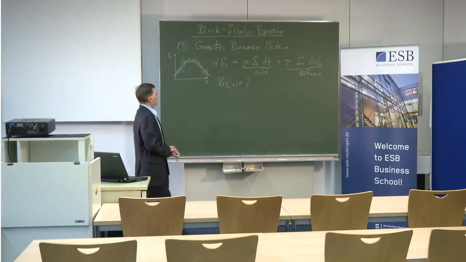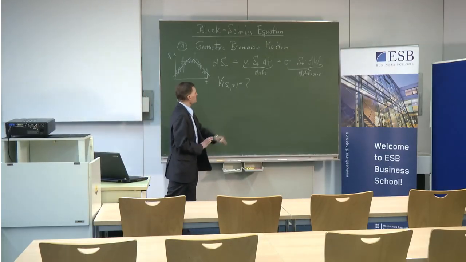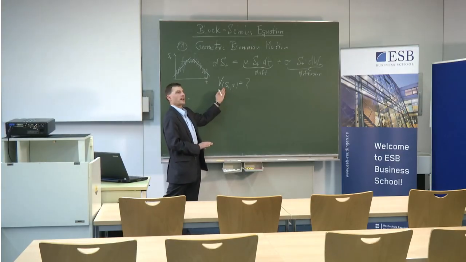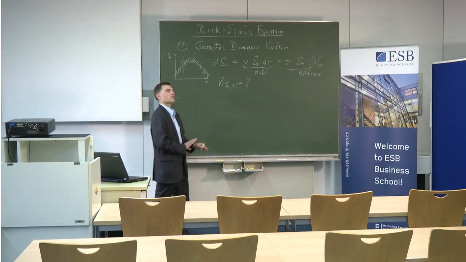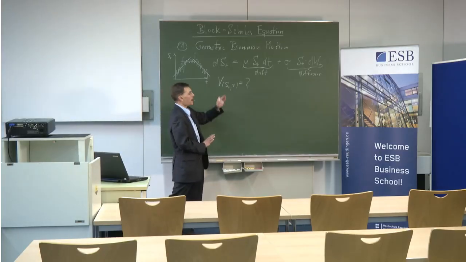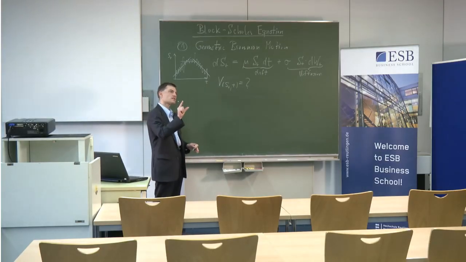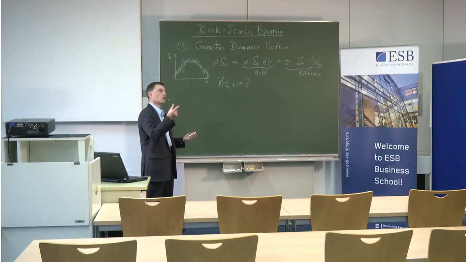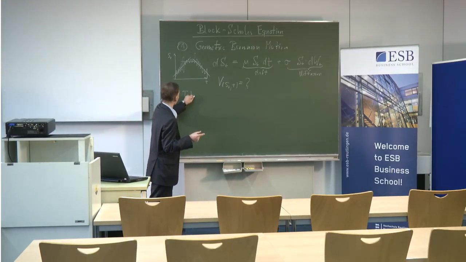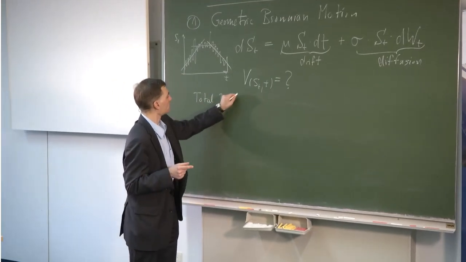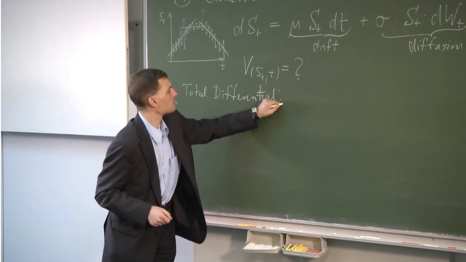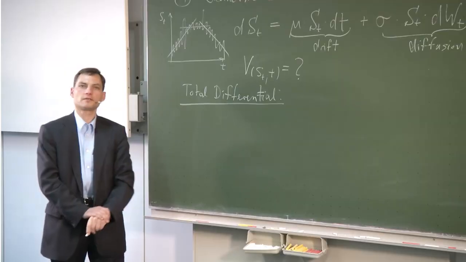Okay, the first step to find this price is, well, let's compute the total differential of this function, which I don't know at the moment, but I know the function is dependent on two variables, so I can compute the total differential. So compute the total differential of this option price function.